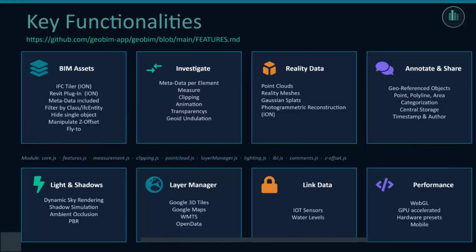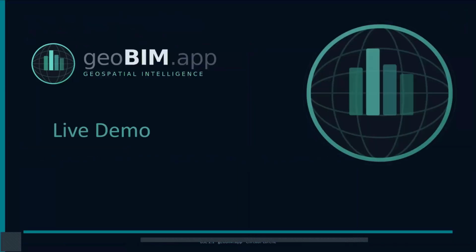Let me see key functionalities. I'll jump over that. I will share this slide deck later in the repository. Up there, there's a features MD file, which I usually update with all the current features in the current version. But usually it's BIM assets and all the functionalities around it, investigating the data, then what you can do with the reality data. How can you collaborate, annotate, and share, light and shadow effects, what layers you can use, what data you can link to, and some other performance-related features. I'm not jumping too deep into this at the moment. And yeah, let's jump into the live demo.